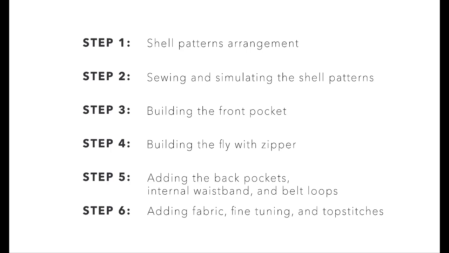Step 5, we're going to add the back pockets, the internal waistband, as well as the belt loops. And finally, for step 6, we're going to add the fabrics. We will fine tune our garment, and then finally we will add the top stitches.